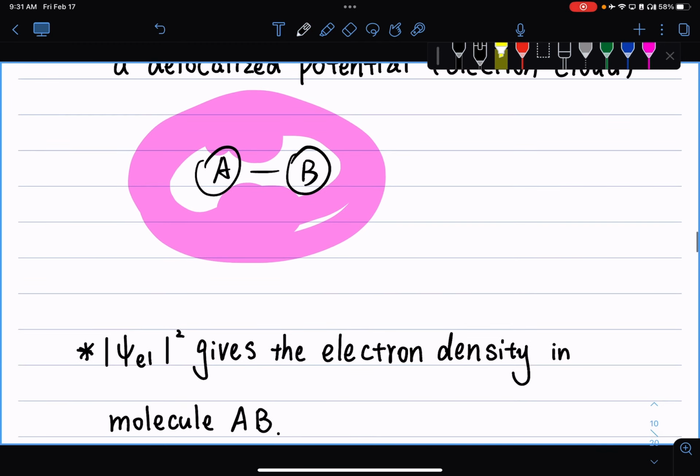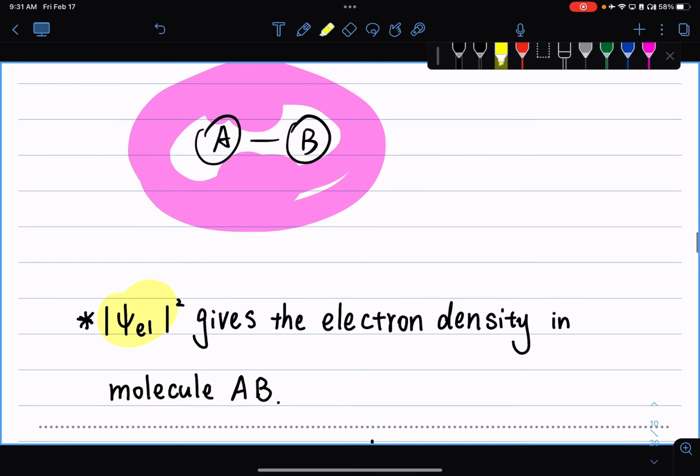Or the other way around, for the nuclei, it will just view the electron as an electron density. And we can calculate that electron density by using the electronic wave function squared.